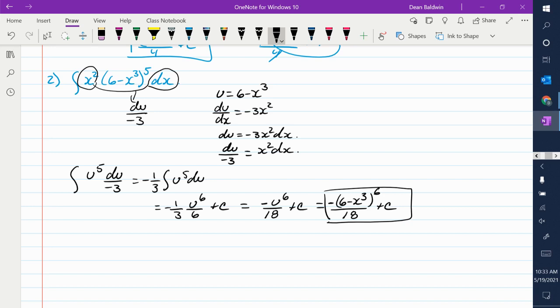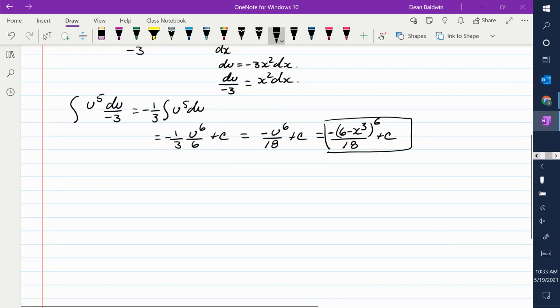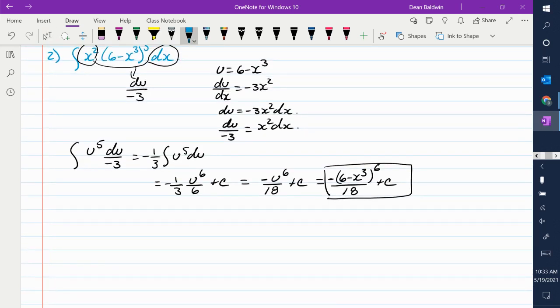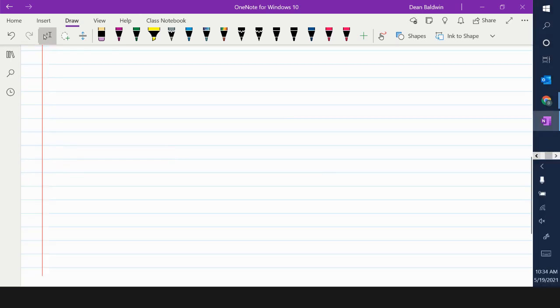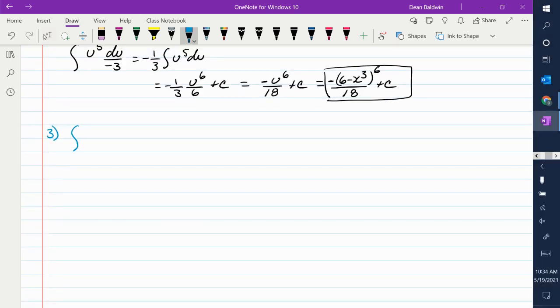Maybe a couple more here to do. We okay so far? It's kind of just practice here. So what if we have a trig one? So we do the integral of cos 5x dx.